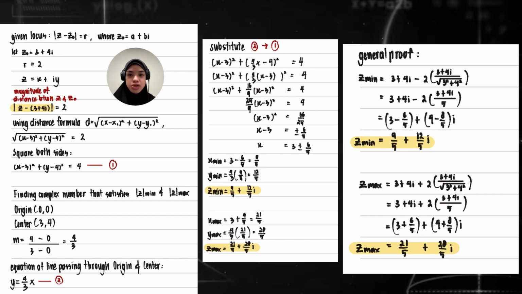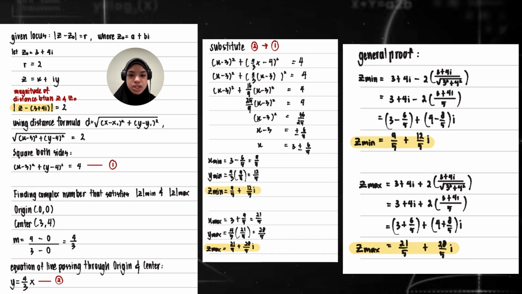The expression in the modulus represents the distance between a point Z and Z node. We can substitute in the distance formula to get the circle equation labeled 1. To find the complex numbers satisfying Z minimum and maximum, we must find the equation of the line passing through the origin and the center of the circle obtained from equation 1.